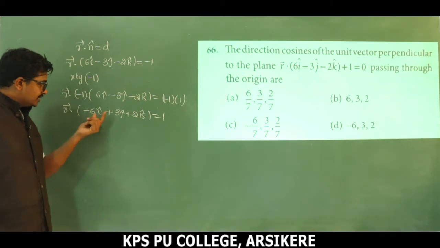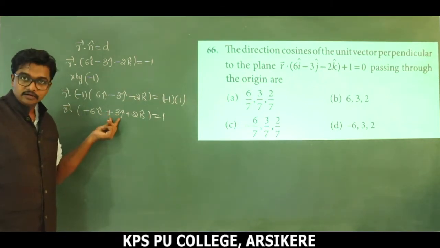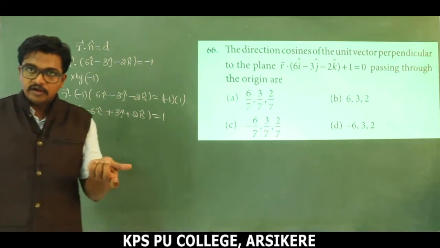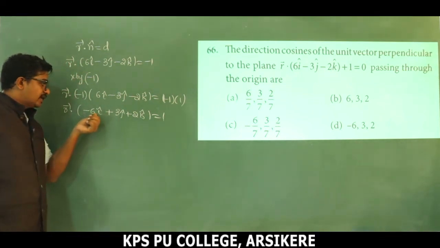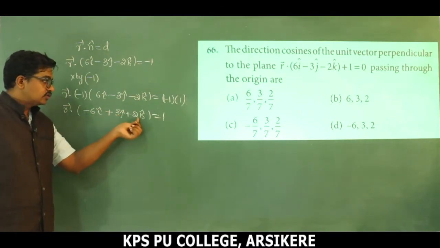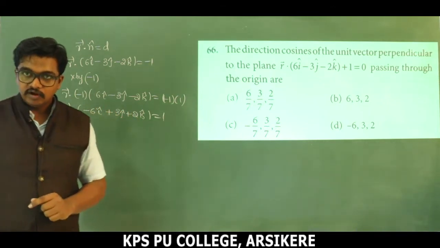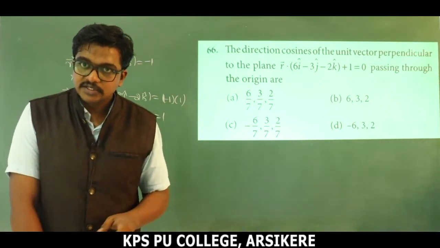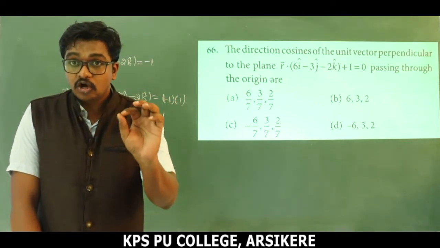Just observe here. Is this an n cap, a unit normal vector? If it is a unit normal vector, the corresponding magnitude becomes 1. Just find the magnitude of this one. Minus 6 whole square is 36, plus 3 square is 9, plus 2 square is 4. 4 plus 36 is 40, 40 plus 9 is 49. That is not equal to 1, hence this is not a unit normal vector. This is a normal vector.